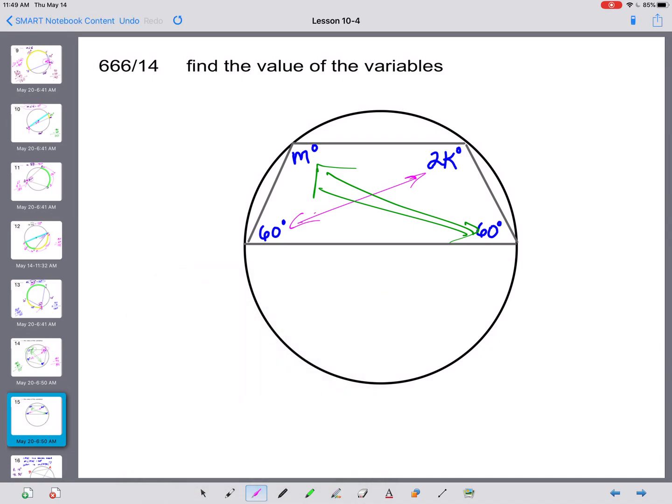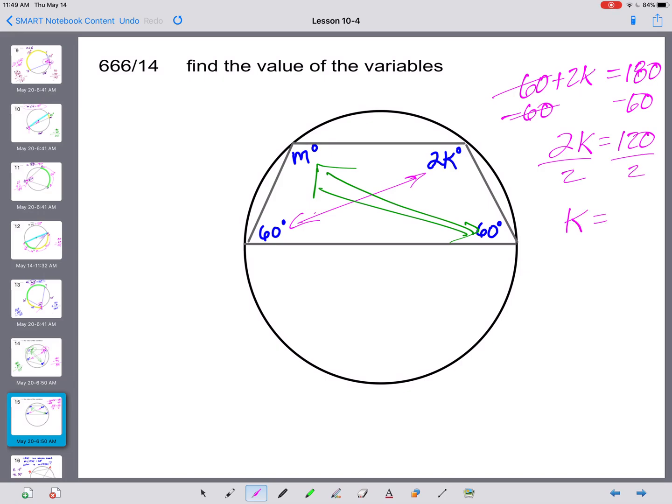Here it is. 60 plus 2K have to add up to 180. Minus a 60, minus a 60. There it is. 2K equals 120. Divide by 2, divide by 2. K equals 60. Boom, done with that one.